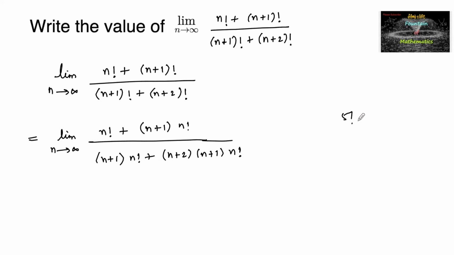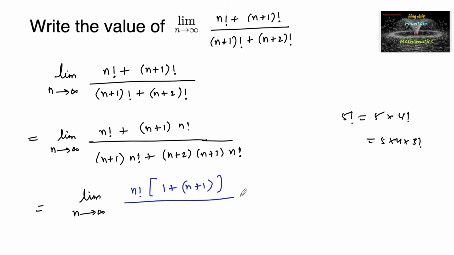Just like 5 factorial is equal to 5 into 4 factorial, or we can also write 5 into 4 into 3 factorial. So as n plus 2 factorial and n plus 1 factorial we can split accordingly, and then limit n tends to infinity, we can take out n factorial common. So we have 1 plus n plus 1 in the numerator, and in the denominator n factorial taken common, and even n plus 1 also taken common. So we have 1 plus n plus 2.